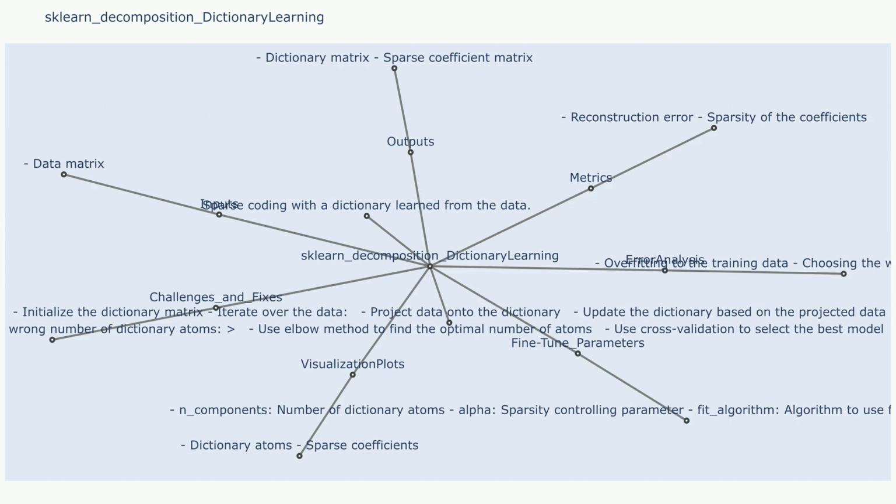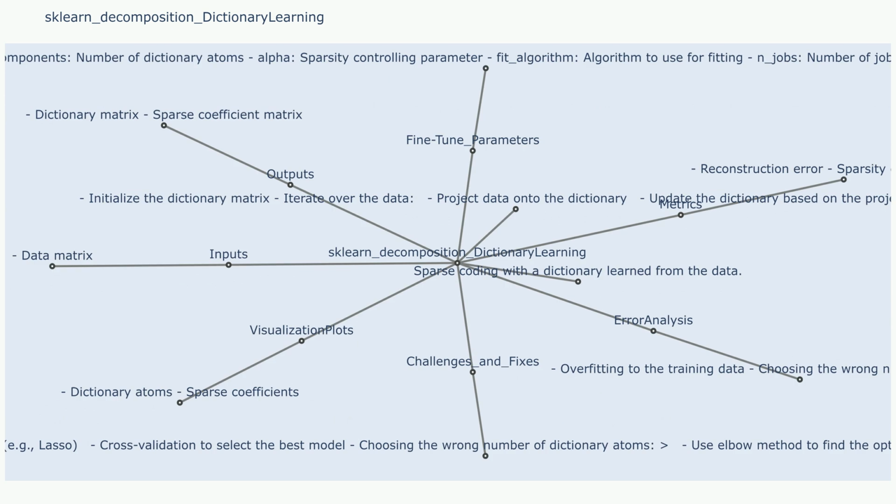Uncertainty methods. Bootstrapping. Multiple dictionaries can be learned from different subsets of the data, bootstrapping to assess the variability and uncertainty of the learned atoms. Bayesian methods. Bayesian approaches can be used to incorporate prior knowledge about the dictionary and estimate the uncertainty of the learned components.